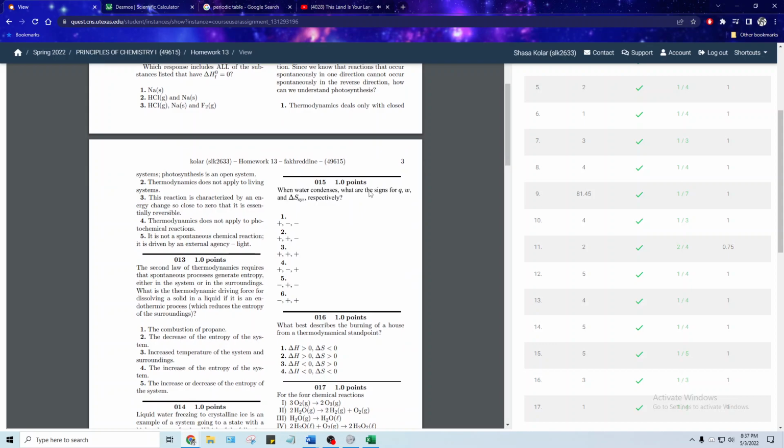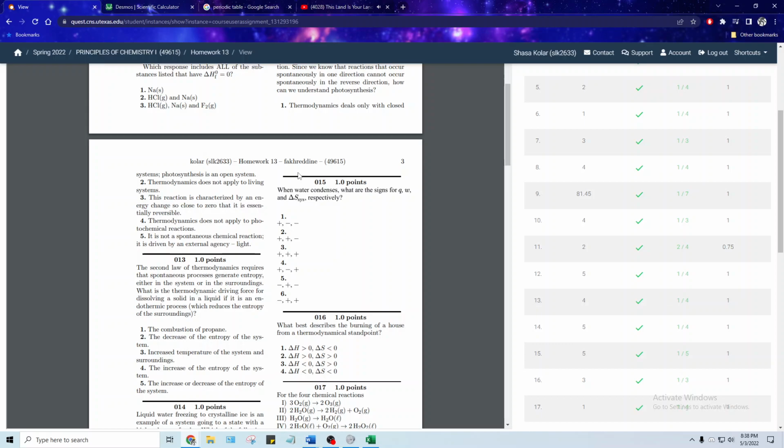When water condenses, what are the signs for Q, W, and S respectively? So water condensing is going from gas to a liquid. So that would be a negative delta S, I believe. Yes, it's a negative delta S because gas to liquid is a decrease in entropy.